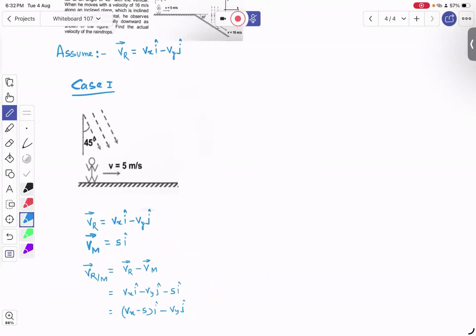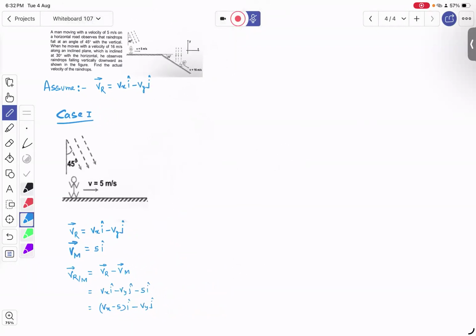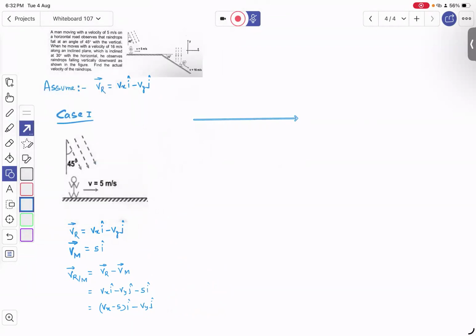Now, whatever this vector is, I will draw it graphically. Now this vector, it is told that it is like this. Maybe I'll draw the x-axis. And this downward is our minus y-axis. So our velocity of the rain with respect to the man, we'll draw the complete picture.